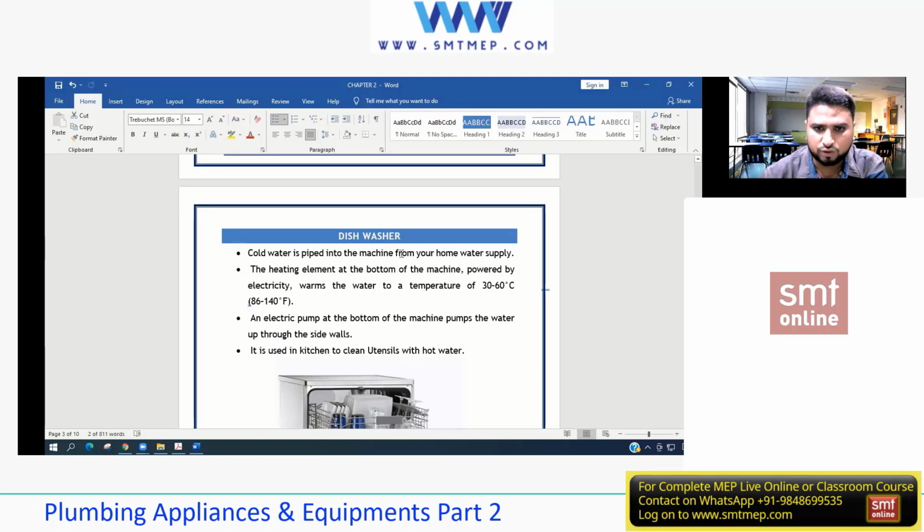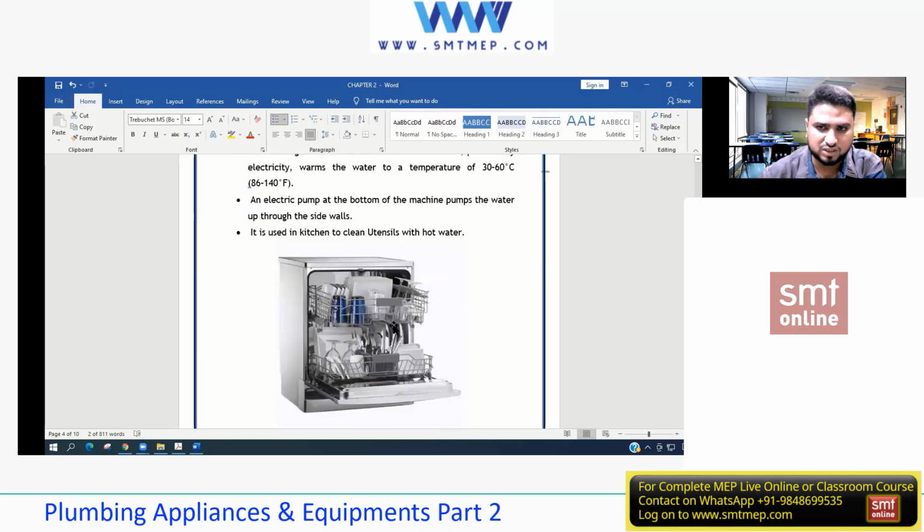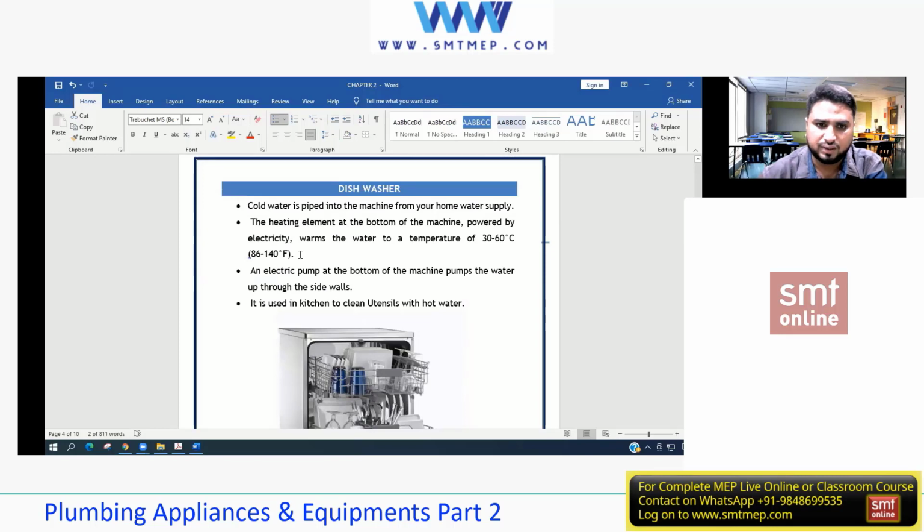Cold water is piped into the machine for your home water supply. The heating element at the bottom of the machine, powered by electricity, warms the temperature of the water to 30 to 60 degrees. Okay, that means 60 degrees is standard. Then it warms up, or 86 to 140 degrees Fahrenheit. In between this, it can warm 30 to 60 degrees maximum for the washing of the utensils.